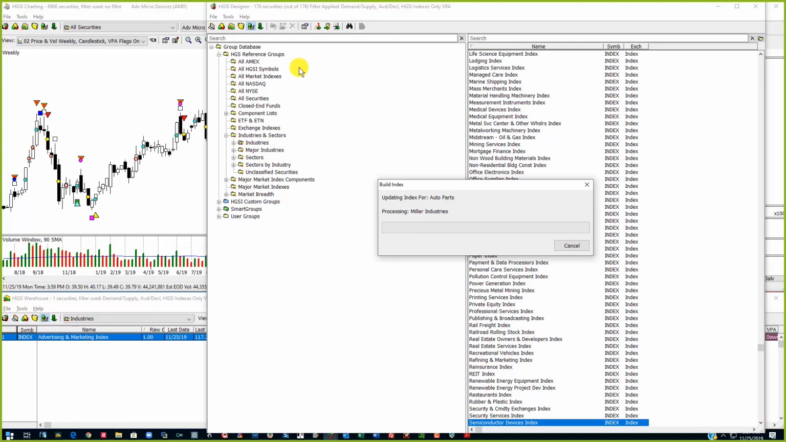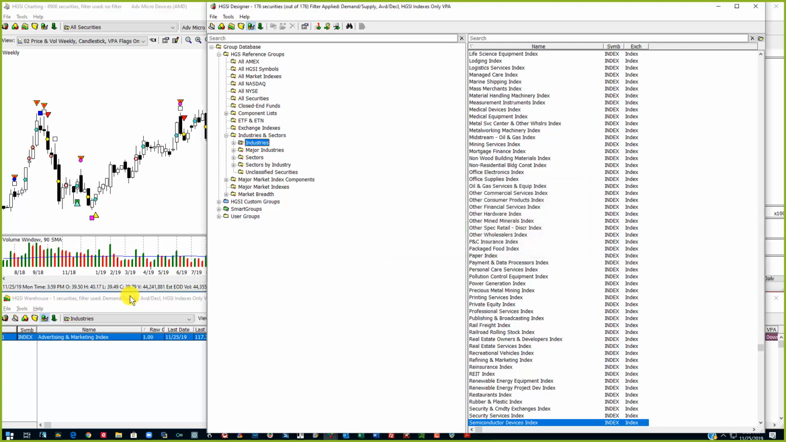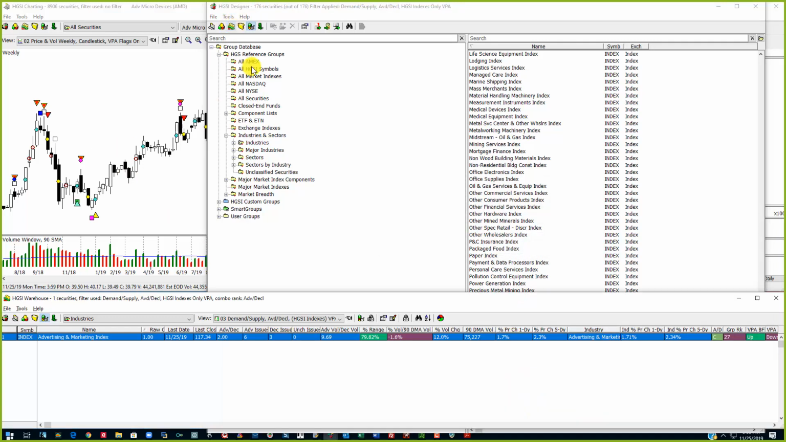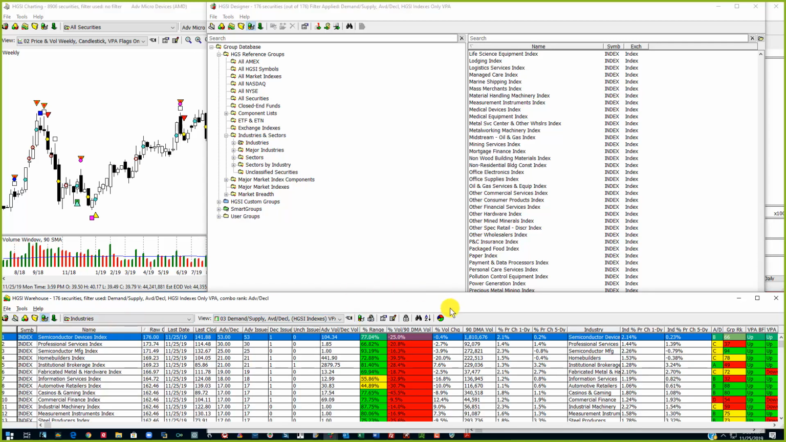Every time you do this, I should have closed that warehouse view. I recommend closing the warehouse view when you do this because sometimes it slows it down if industries is showing over here. It's not slowing it down this time. And then I'm going to click through to the warehouse. I don't know why it's not showing, but there we go. And this is current information about where the strength is in the groups.